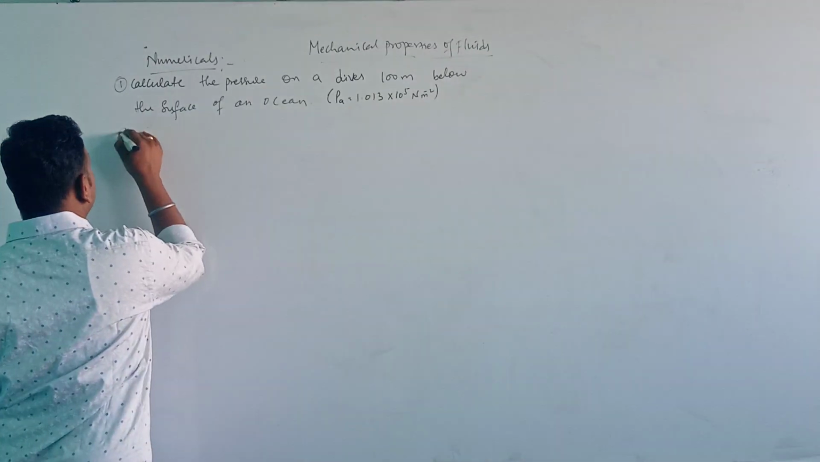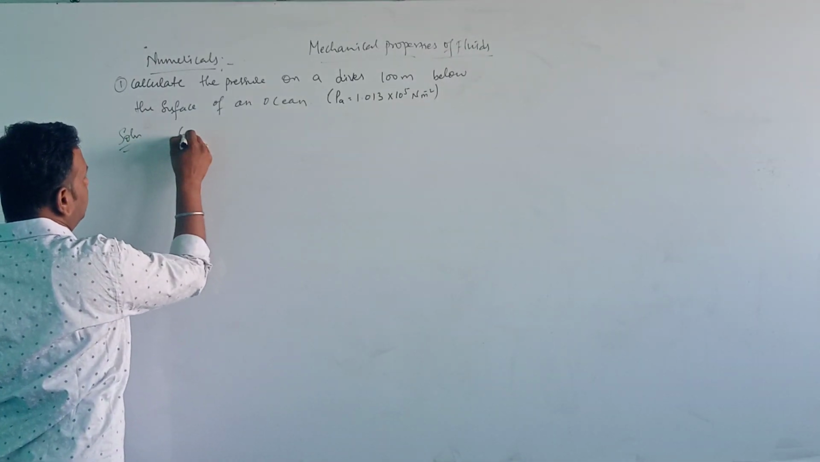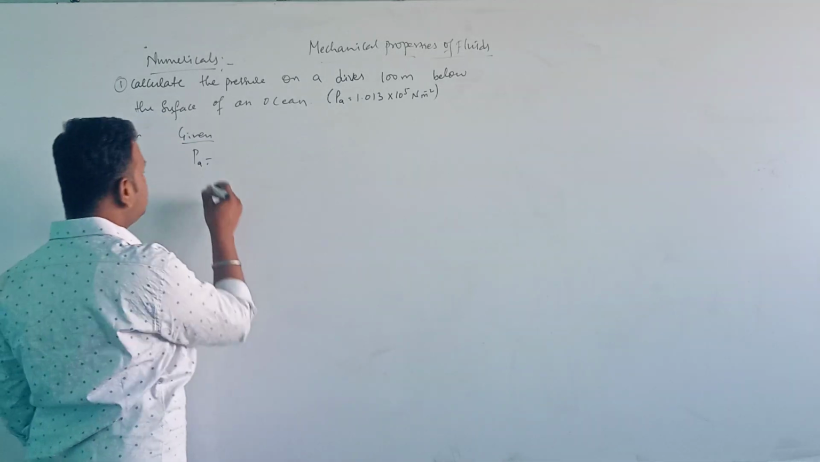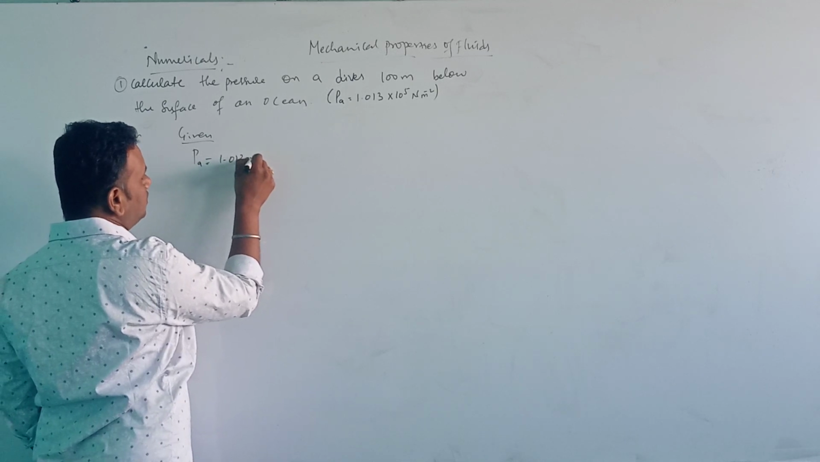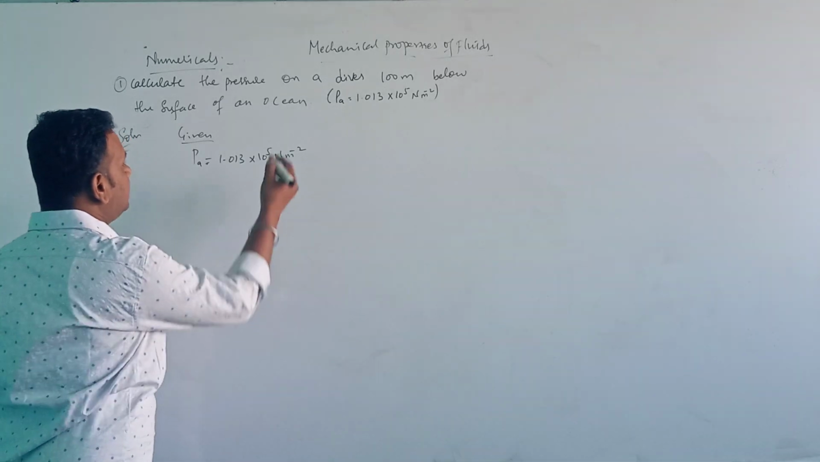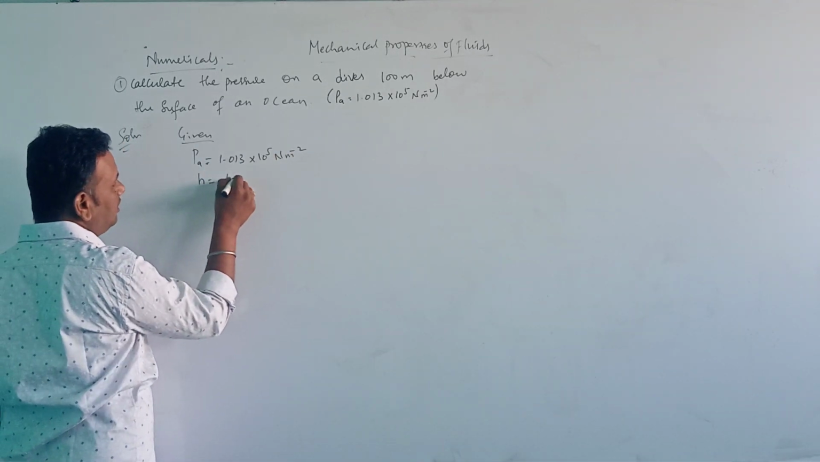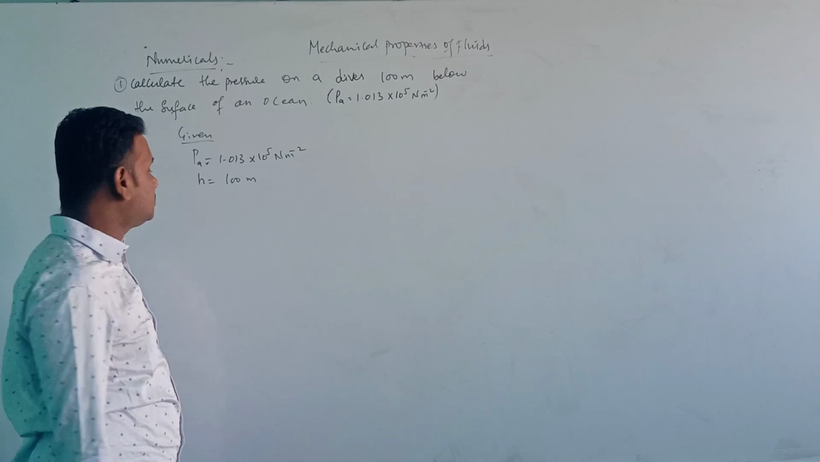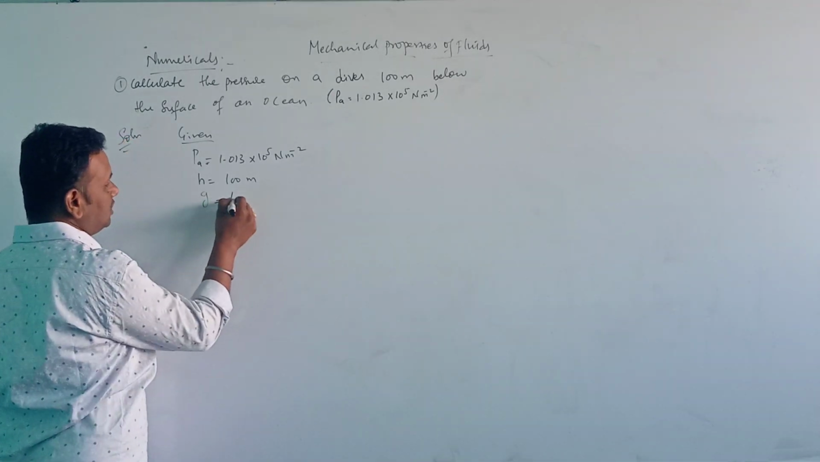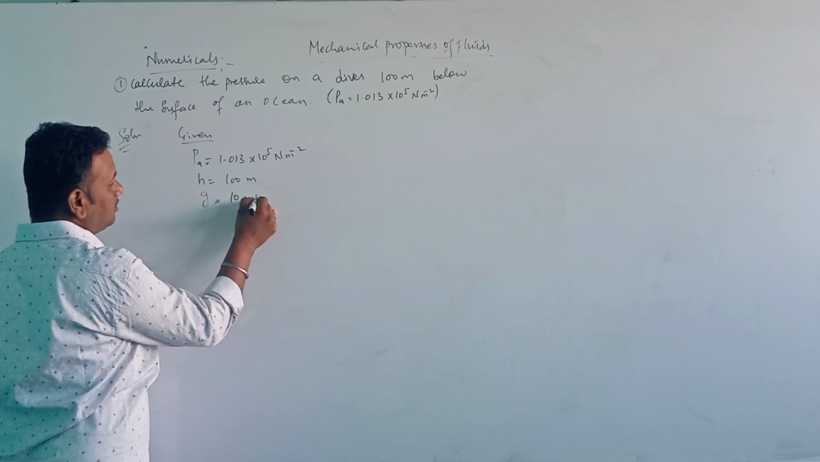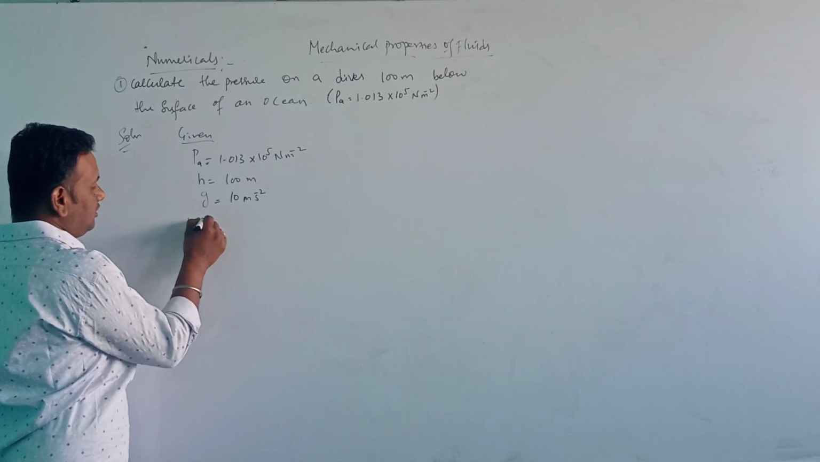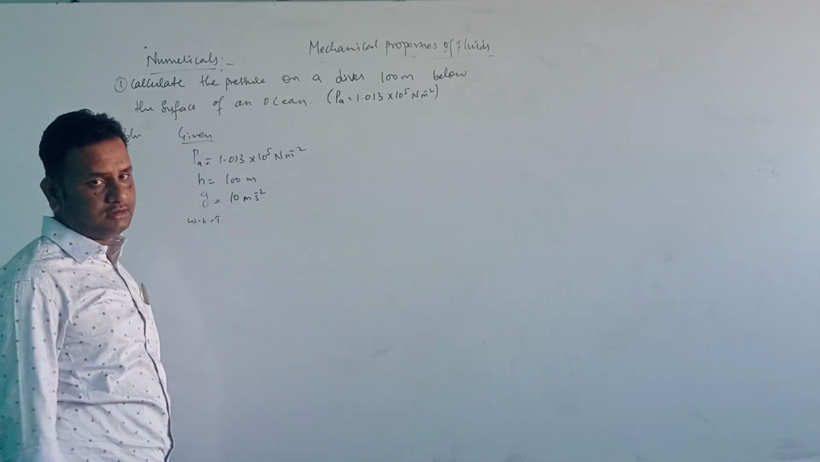So first of all, we will get the given data. So the given data is atmospheric pressure is how much? 1.013 into 10 to the power of 5 Newton per meter square. And here he has given the height, it is 100 meter. So here you will take the acceleration due to gravity, so we will take it as 10 meter per second square. Okay. So we know that, so let us find the pressure.